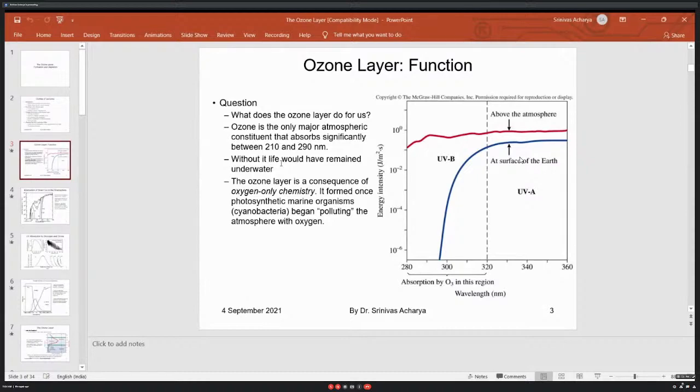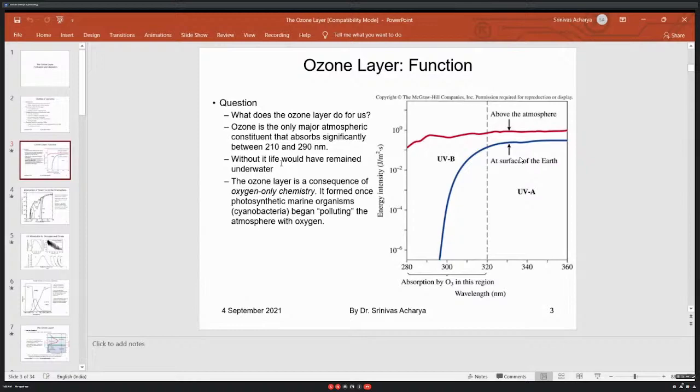That means you can say the ozone layer is a consequence of oxygen-only chemistry. It formed once photosynthetic marine organisms like cyanobacteria and algae began so-called polluting the atmosphere with oxygen. That means there is a strong statement we are using here, that is polluting the atmosphere with oxygen. What do you mean by this?